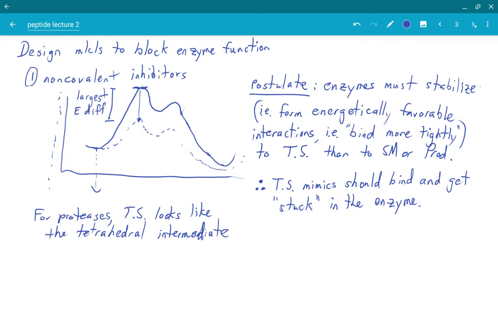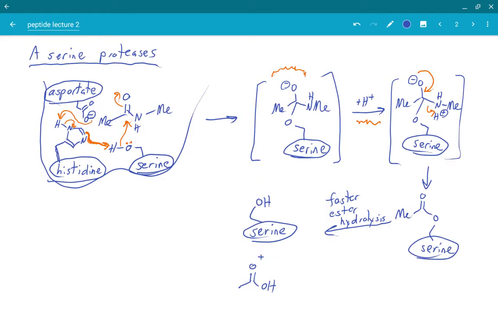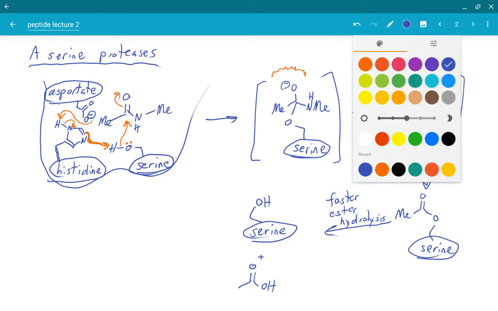Right, and we can really get this by Hammond's postulate. Right, so there's a fairly significant train of logic here that leads us to this conclusion. But if you accept the postulate and the conclusions that flow from it, then our goal here should be to find molecules that look like the transition state. So if we go back here, what I mean by that, this is a tetrahedral intermediate right here.